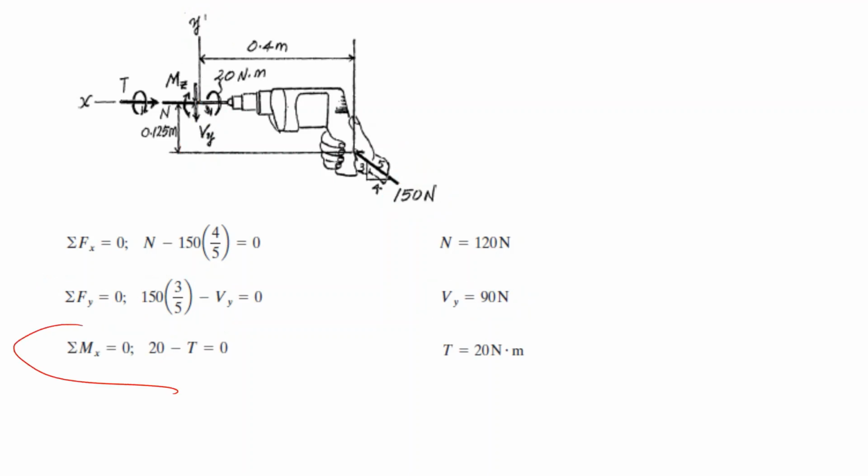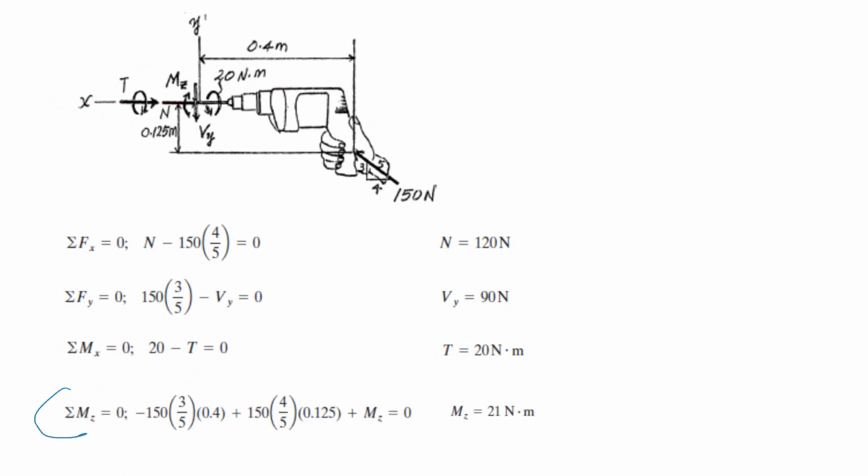Now sigma Mx is equal to 0. That's the torsion around the x-axis. Here we have the torque at the tip and the torque which is applied, so we can easily find out that T is equal to 20 Newton meters.